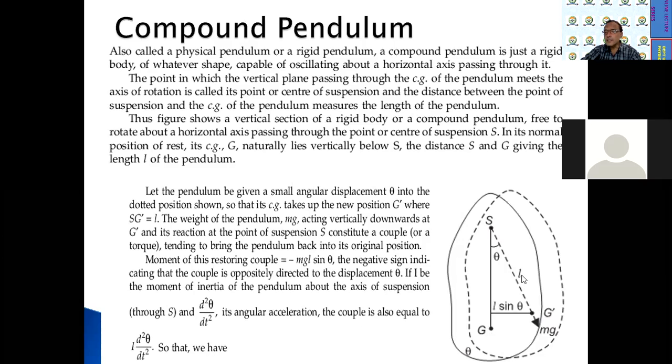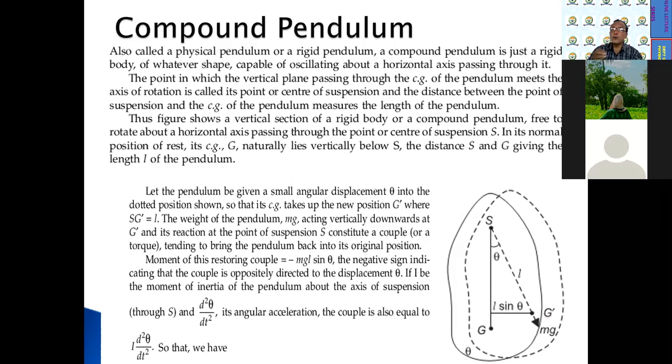And this line, G dash, this one, distance between the center of suspension and center of gravity, is called the length of the pendulum. यहाँ पर length of the pendulum किसको बोलेंगे? Distance between center of suspension and center of gravity. And when the center of gravity shifts from G to G dash in the displaced position, this distance is denoted as L, and it is the length of the pendulum. Have you got?